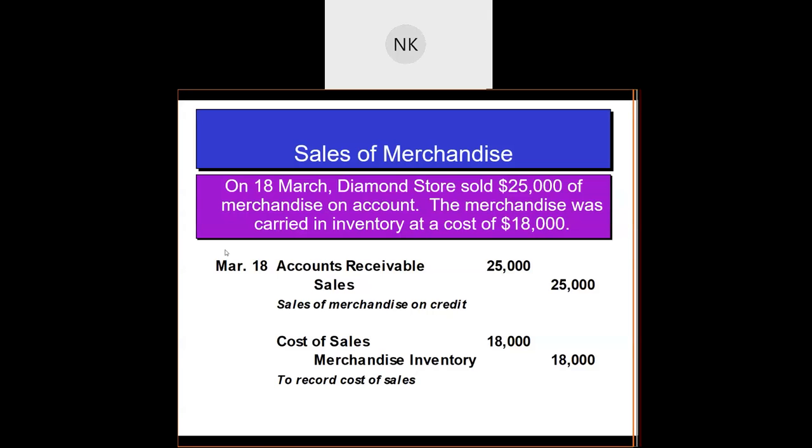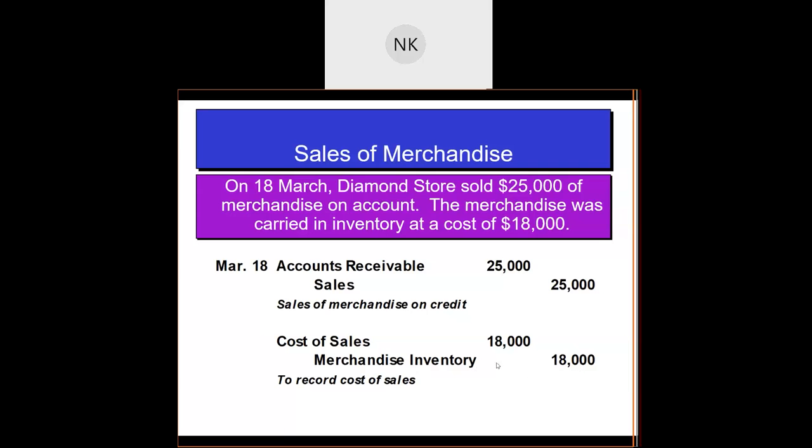Alright, so the two journal entries: one is for the sales, another one for the movement of the inventory. When the inventory is taken out from the stock, you sell it, so you have to record it accordingly. Okay, so you say that the merchandise that cost 18,000 is taken out.